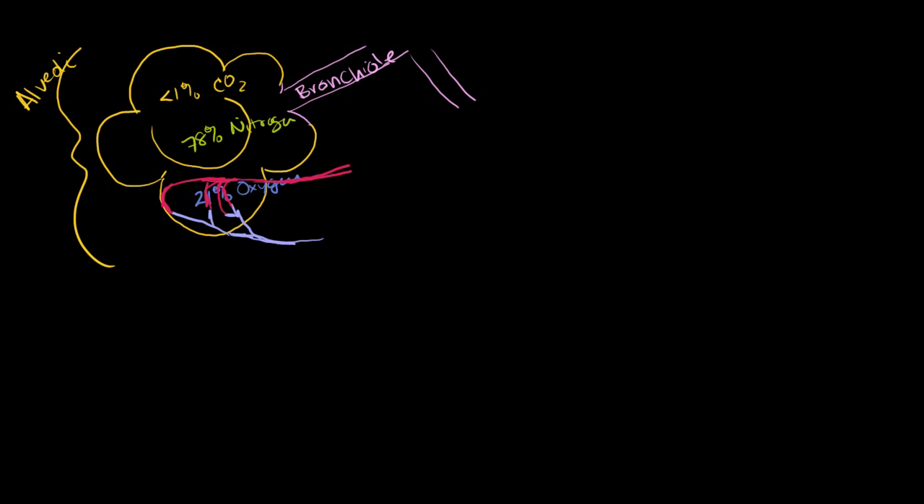And we learned in the last video that something that goes away from the heart is an artery. A for away, artery. And something that's going towards the heart is a vein. So this right here is a vein.